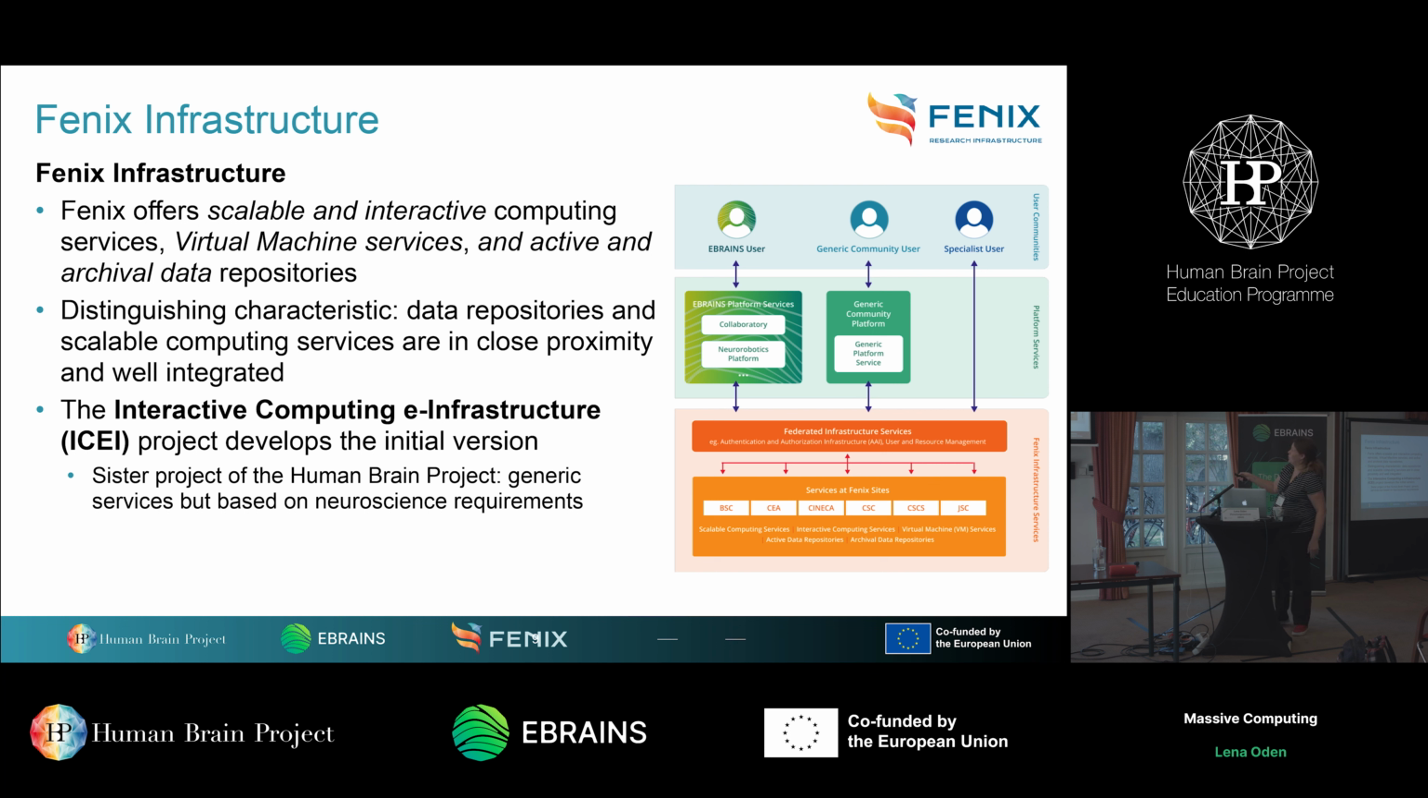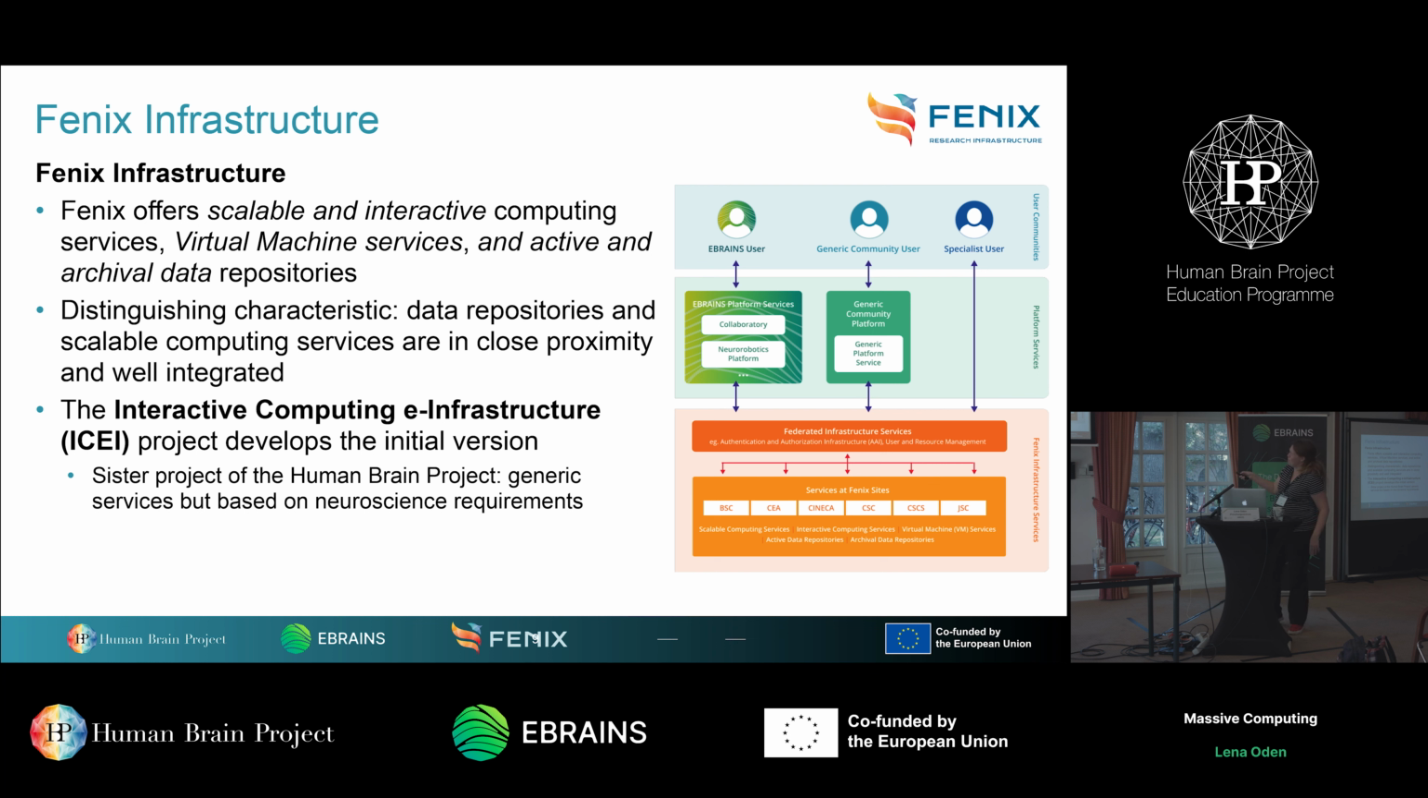And on top of this, we have eBrains, which basically should use these services. There we have the Collaboratory, for example, also the Neurorobotics Platform, and they should all use this infrastructure to get access. Phoenix is the longer term, so ICEI is a project, and Phoenix is the infrastructure. I sometimes use them in the same manner.